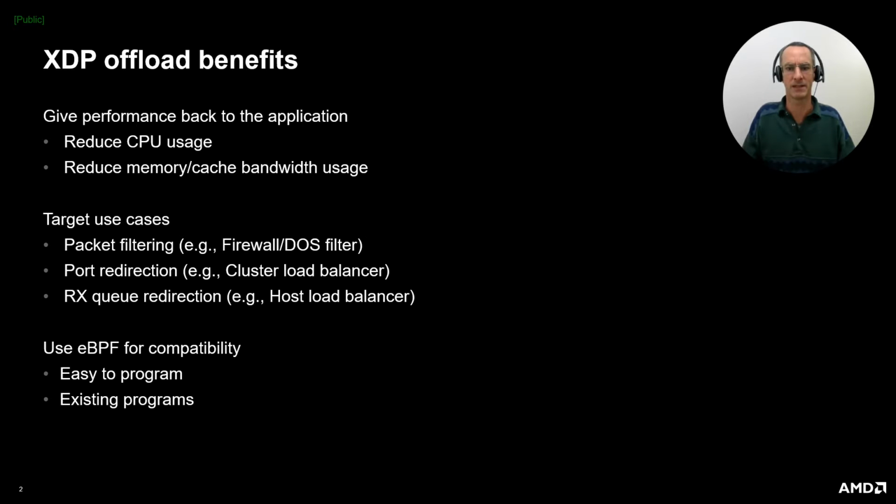This will happen in a packet filtering or port redirection use case. If the packet does need to be sent to the host, we can at least send it to the correct receive queue. This happens in an RxQ redirection use case. We offload eBPF rather than something else for compatibility. It's easy to program, and there are existing programs which use it.